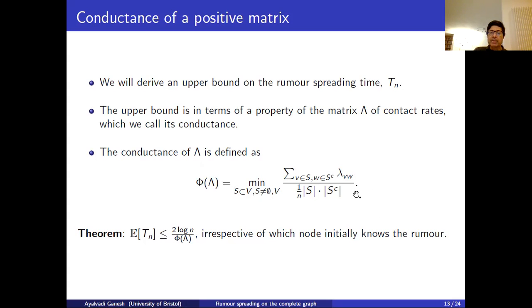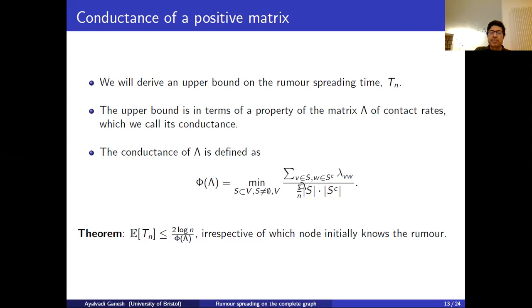So let's look at what's in this ratio. In the denominator, you have the size of S, the number of vertices in S, times the size of its complement. So that's n minus the cardinality of S. And then this product is normalized by the total number of vertices. So it's a measure of how equal or unequal the split is of S and S complement.